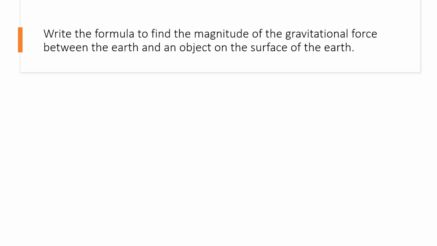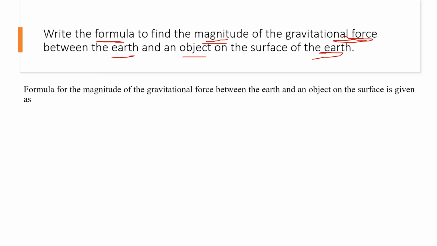Let's attempt the second question, which is: write the formula to find the magnitude of the gravitational force between Earth and some object on the surface of the Earth. Let's do that. What is the formula? The formula for the magnitude of the gravitational force between the Earth and the object on the surface is given by, you know that, right? F is equal to G M m by d square, or we can also say G M1 M2 by d square.